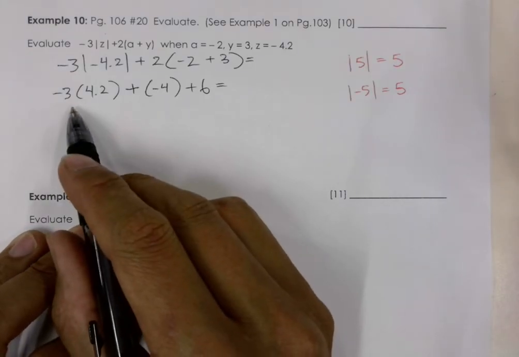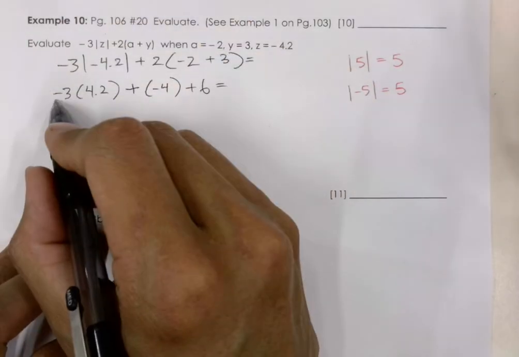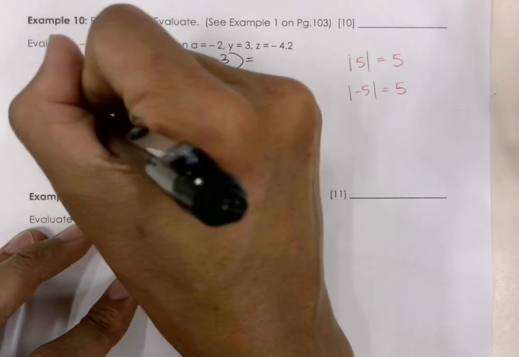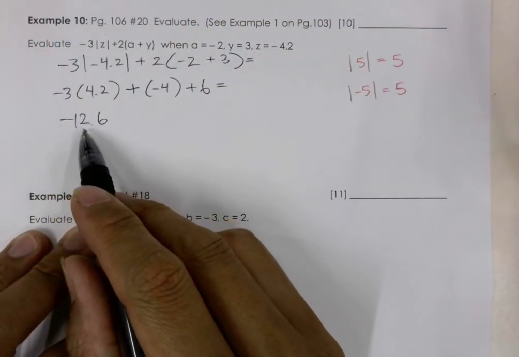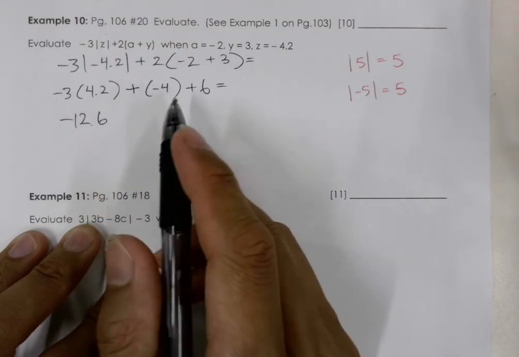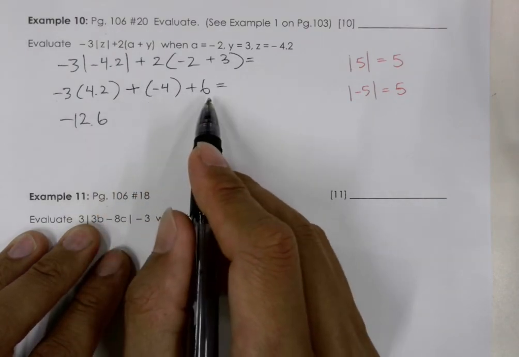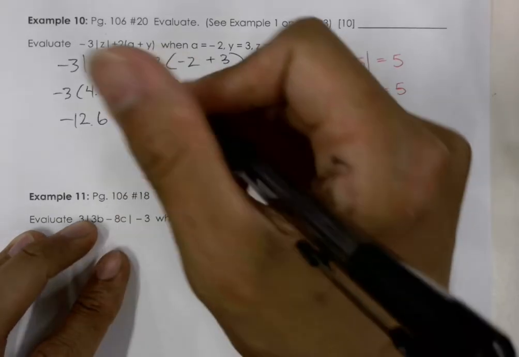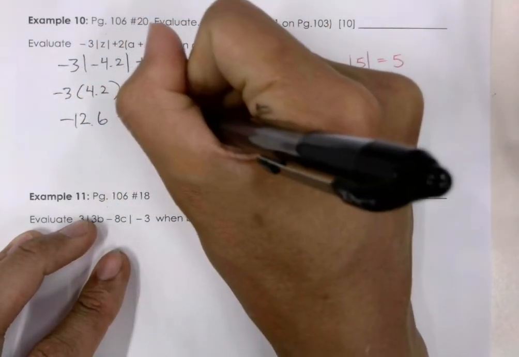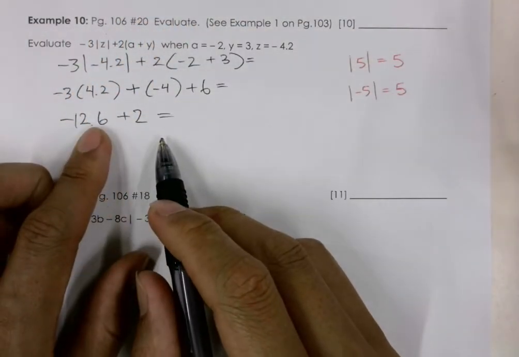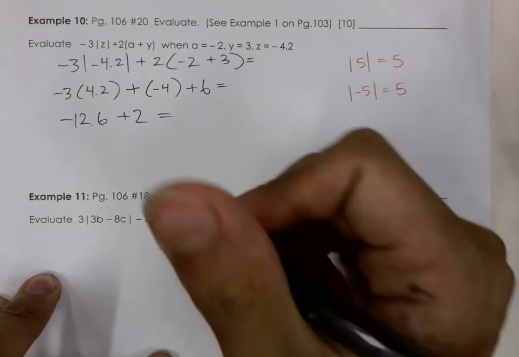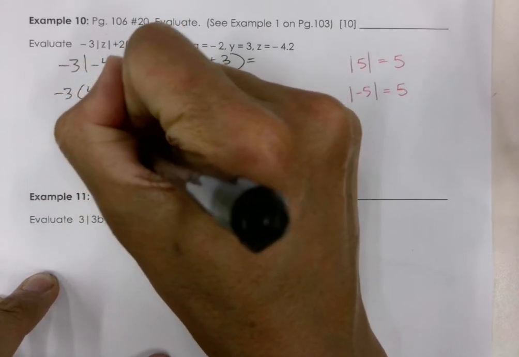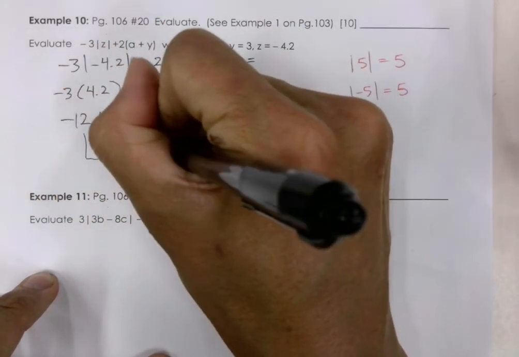So let's go ahead and do the multiplication here. And we got a negative times a positive, so it's negative 6.12. I'm sorry, that's negative 12.6. And then we'll have negative 4 plus a positive 6. So that's going to be plus 2. And then finally, we'll go ahead and add these two numbers together. And we'll get negative 10.6. And that is our answer.